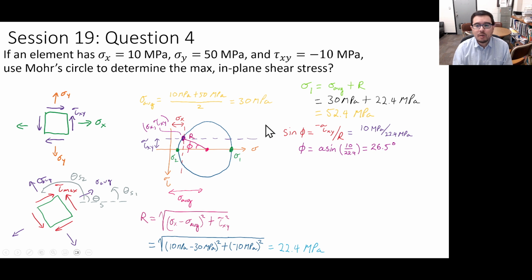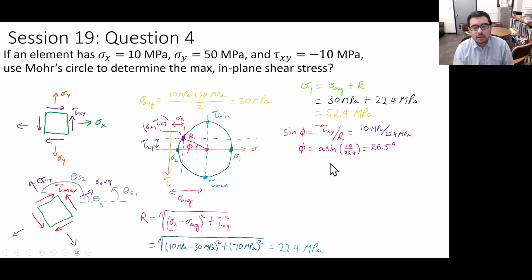So now we're interested in attempting to figure out what the maximum in-plane shear stress would be. Well, where does that happen? It's going to happen where tau is a maximum. And so tau is going to be a maximum here at this location. So at the bottom of Mohr's circle and at the top of Mohr's circle, we have tau max and we have tau min. They are the same magnitude. This one's negative, this one's positive.